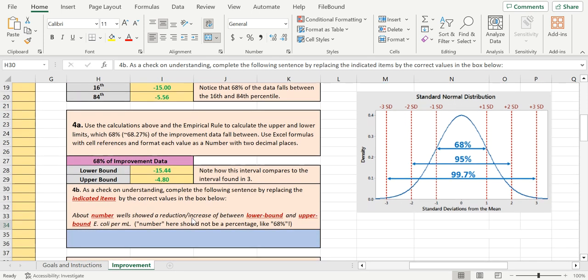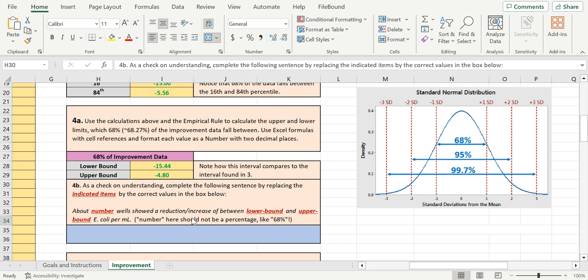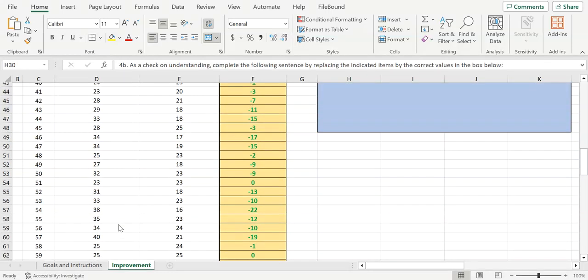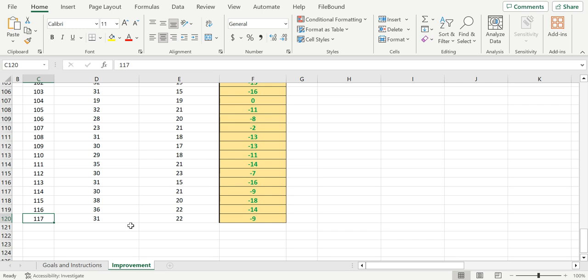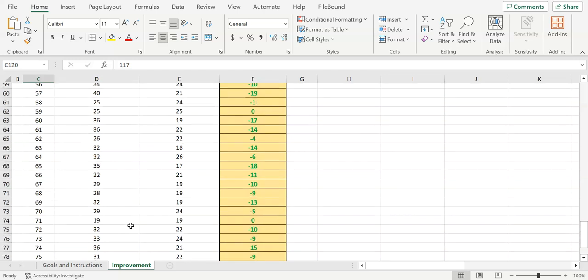So when you move to part 4B, you are trying to phrase all of that into a sentence. There is a sentence structure here that helps you work through it. So you want to say about number of wells, there's a reduction between the lower bound and upper bound. The number should not be a percentage. It should represent the number of wells that are 68% of the total number of wells. Okay, so let's find that number. How many total wells do we have? We have 117 total wells. So I need to figure out what is 68% of 117.